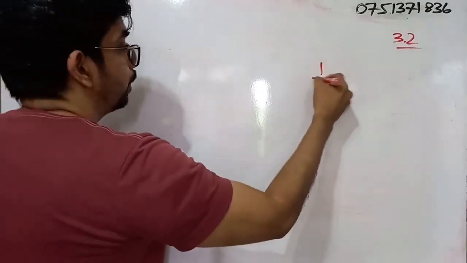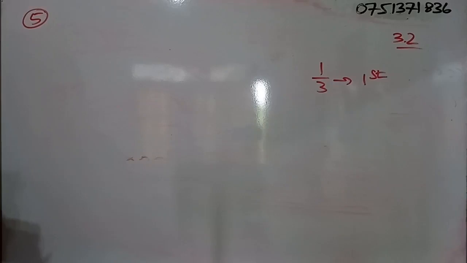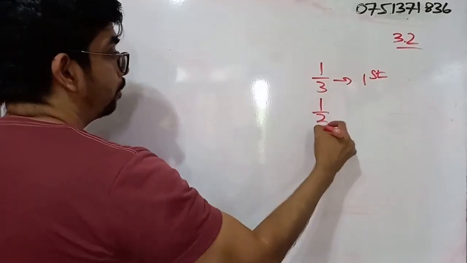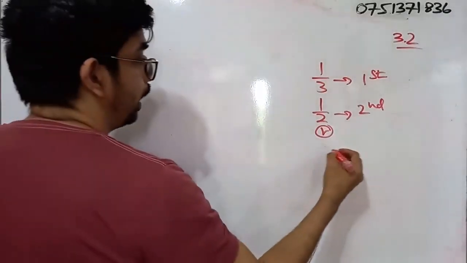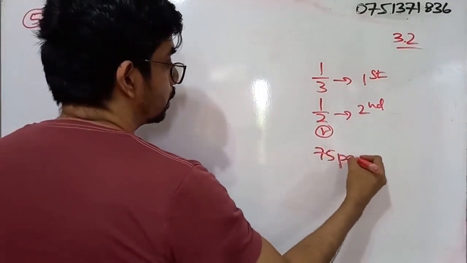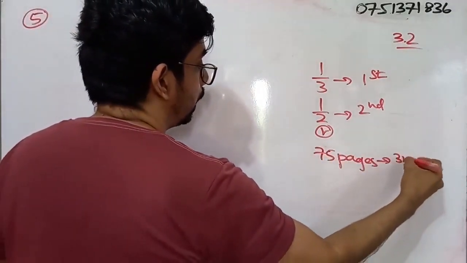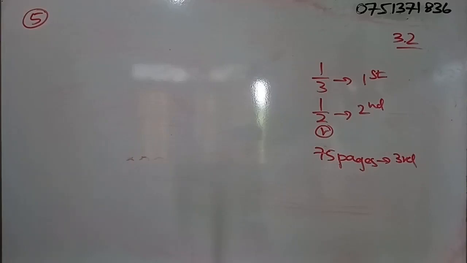Right, question number 5. Saroja read 1/3 of a book she borrowed from the library on the first day. So 1/3 on the first day. On the second day, she was only able to read half of the remaining portion. Half of the remaining portion. Huh? On the third day, she finished the book by reading the remaining 75 pages. Right? So 75 pages. So that is on the third day. How many pages were there in total in the book?